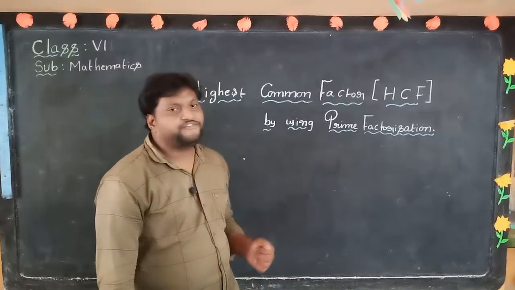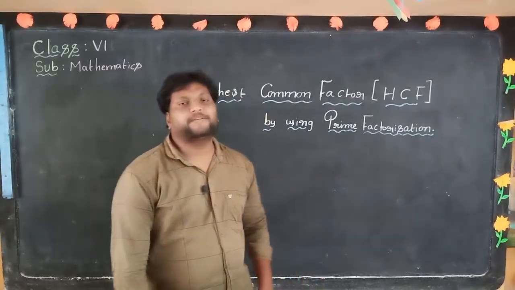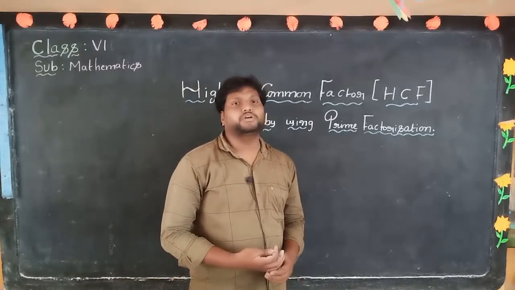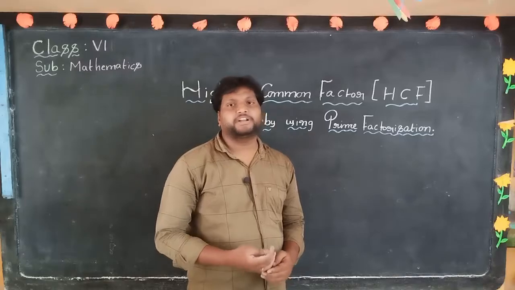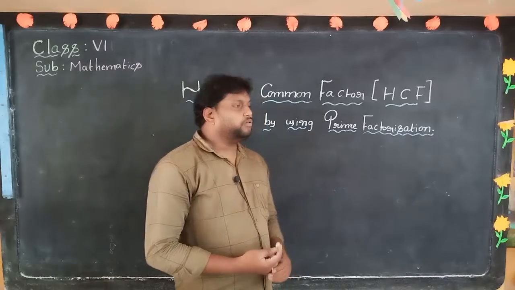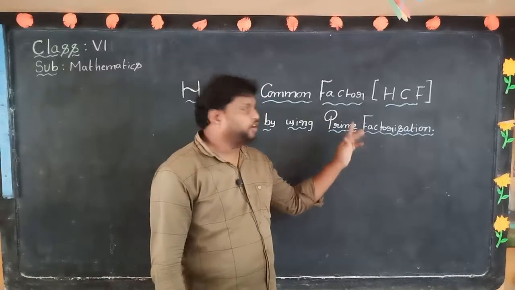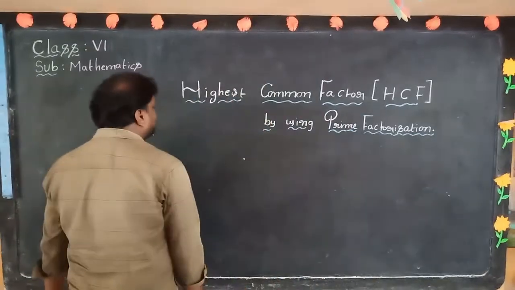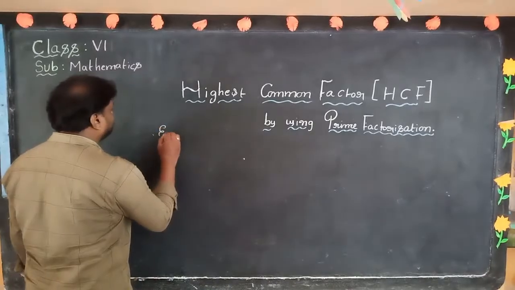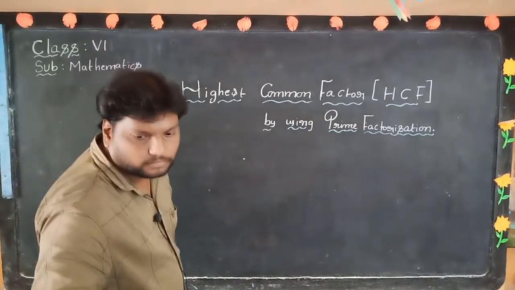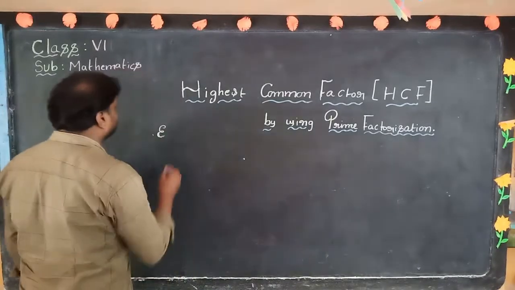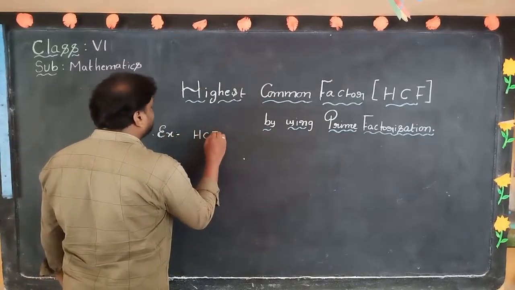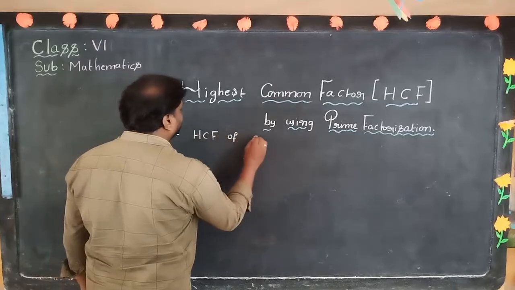Now by using prime factorization method. We already know how to find the prime factorization of numbers from before classes. Now the same method we will apply to find HCF. We'll take some examples. Find HCF of 8 and 12.